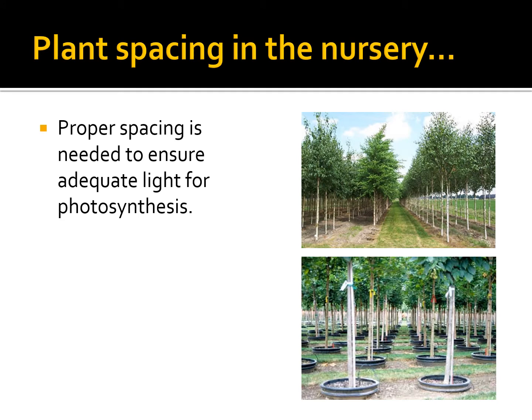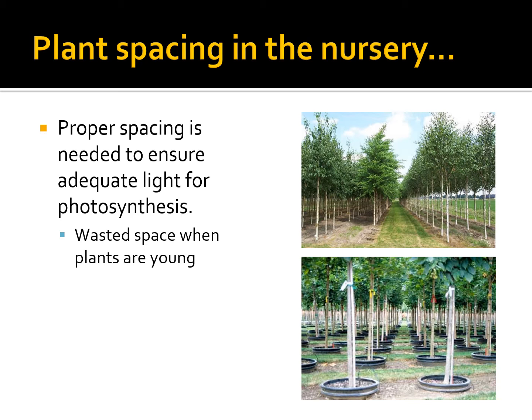So when you're growing plants in a nursery situation, and remember way back at the beginning of class we talked about nursery management, which is the outdoor production of ornamental plants. In nurseries, trees and shrubs are typically grown in rows like you see in these two pictures. Proper spacing is needed to ensure that these plants, whatever you're growing, are getting adequate light for photosynthesis. So we have to make sure that when we plant these rows, we leave sufficient space between rows so that each plant is getting enough light.